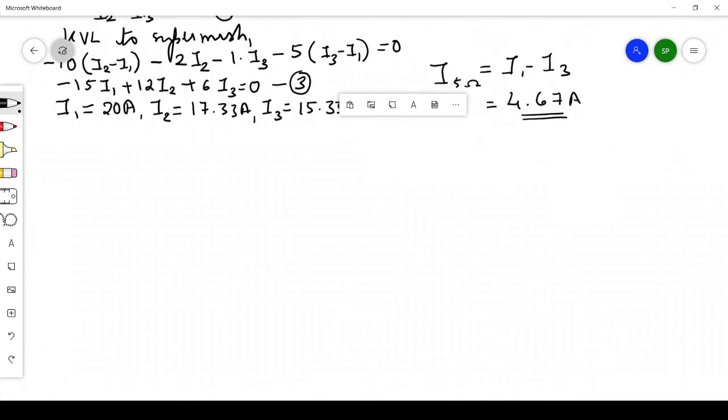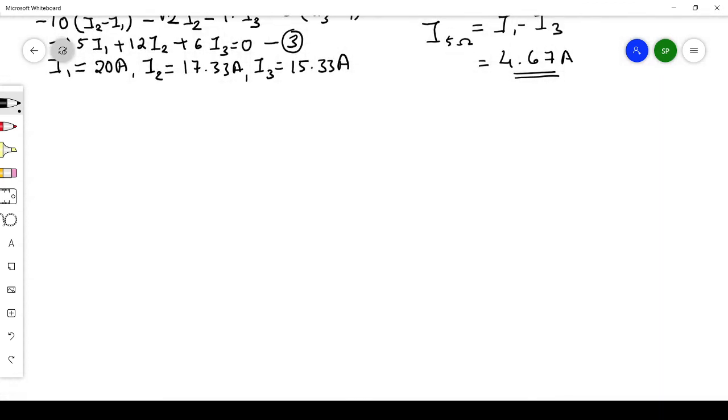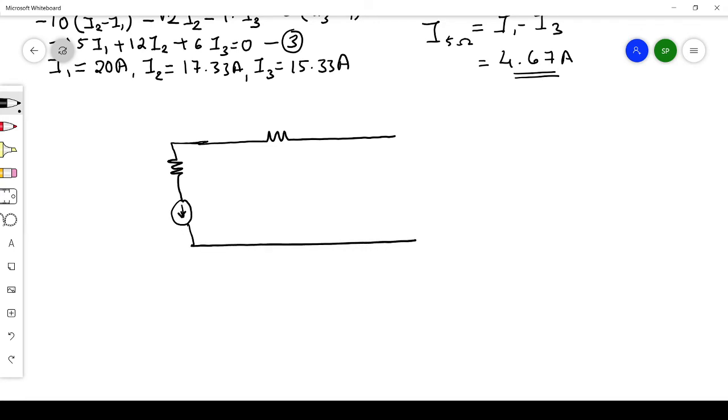We'll be solving one more example. I'll just draw the circuit here. We have a resistor, then we have another resistor, and one current source is there, going down. Then here we have a resistor in series with a voltage source, a battery. Then we have a current source here. Then another resistor here, then one battery here, then we have a resistor here, then a current source here.